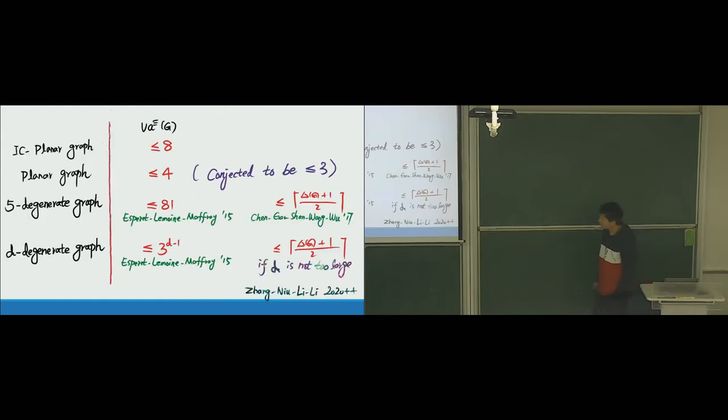Now let's review some results like this. We know for IC planar graphs this number is at most 8 and for planar graphs this number is at most 4, and now we conjecture that for planar graphs it is at most 3. There is no result; it is open. We know IC planar graphs are 6 degenerate and planar graphs are 5 degenerate.